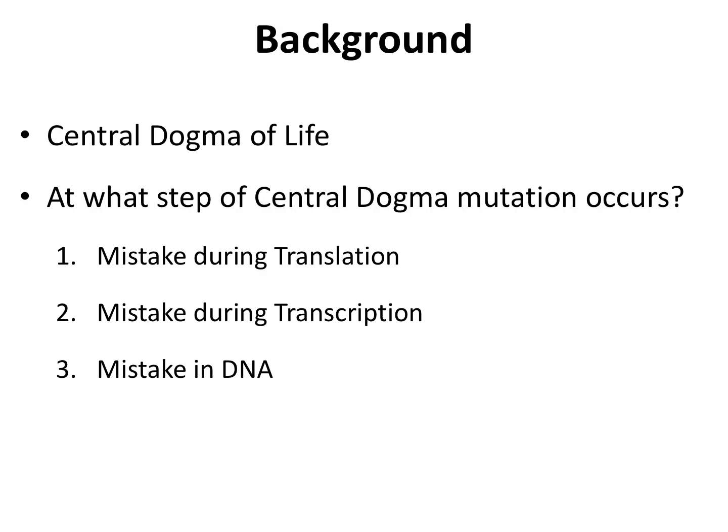In the background, we will be covering the central dogma of life, and then we will try to find out at which step of the central dogma mutation occurs. Is it happening during translation, that is at the protein level, or during transcription, that is at the RNA level, or actually is it happening at the DNA level?